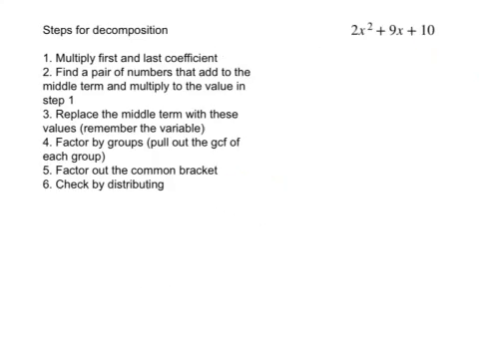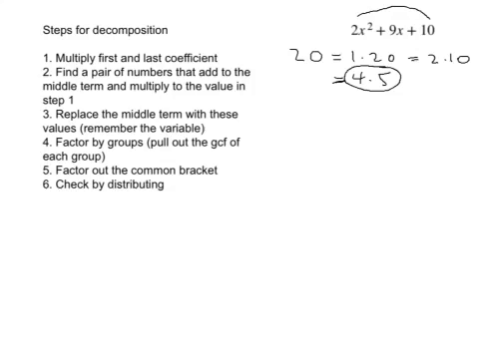So to wrap things up, here are the steps. And I'll just quickly do one last example. We multiply the first and last coefficients, and then we factor it. We're going to think of all the numbers that multiply to equal 20, and you can just brainstorm here. We're looking for the pair of numbers, though, that have a sum of the middle term. We now use these numbers, so that's step 2, find a pair of numbers that add to the middle term.